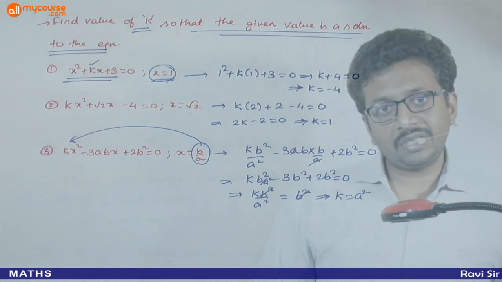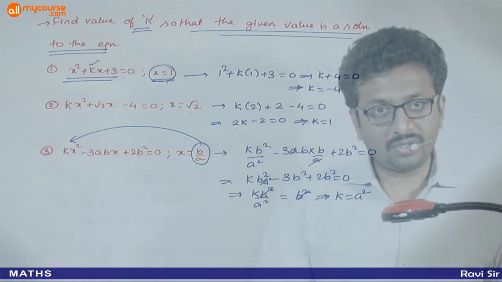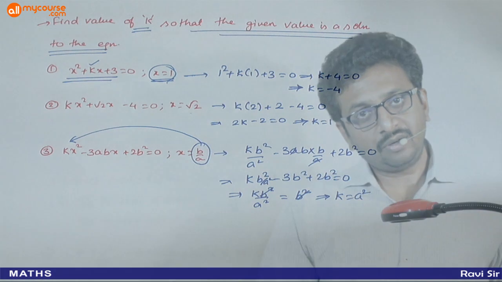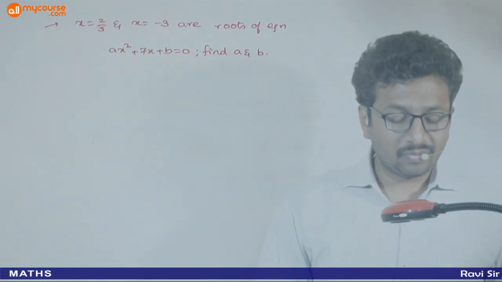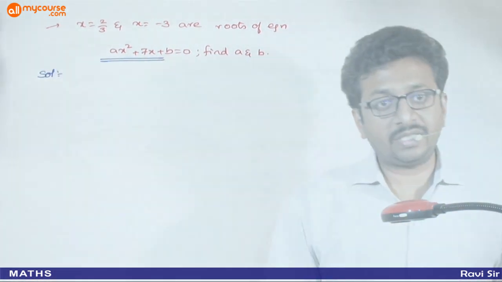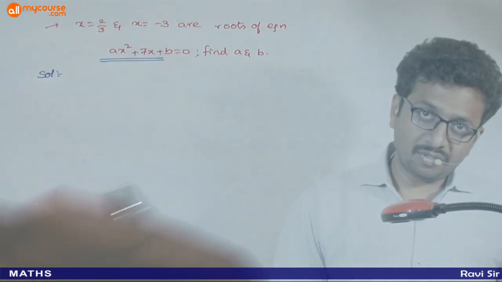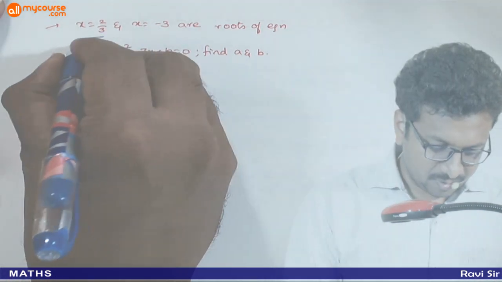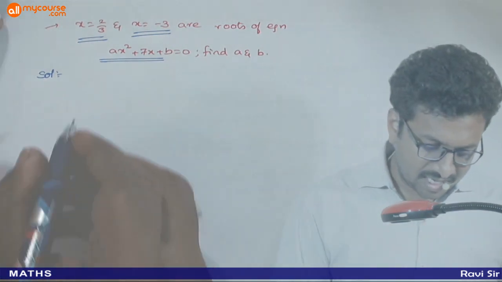This is a question with one unknown. You can also find two unknowns. If two roots are given, you can find two unknowns, because a quadratic equation has two roots. So what is in this question? ax square plus 7x plus b equal to 0. These two are solutions, so both have to satisfy it: x equal to 2 by 3 and x equal to minus 3. Both are solutions. So let us satisfy them.